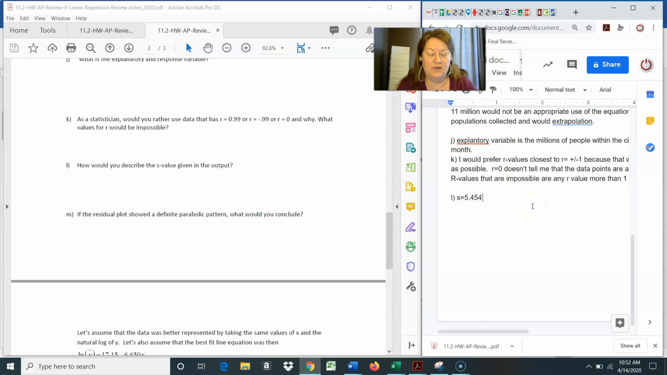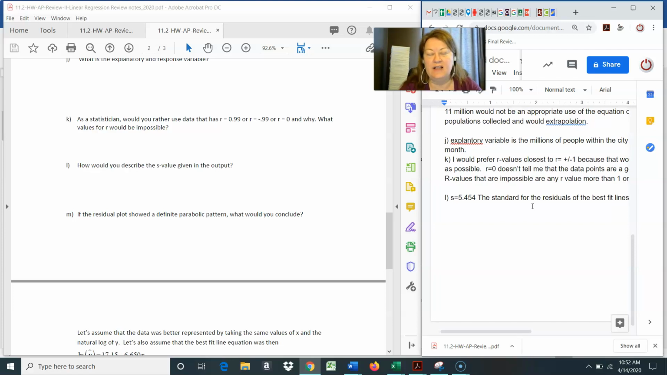Okay, so the S value is some kind of standard deviation. In this case, it is the standard deviation for the residuals of the best fit line. And again, best fit line, least squares regression line, LSRL, any of those are fine when you're talking about the line. They're all kind of interchangeable words. You should not lose any points no matter how you call that best fit line, okay? So it is the standard deviation for the residuals.